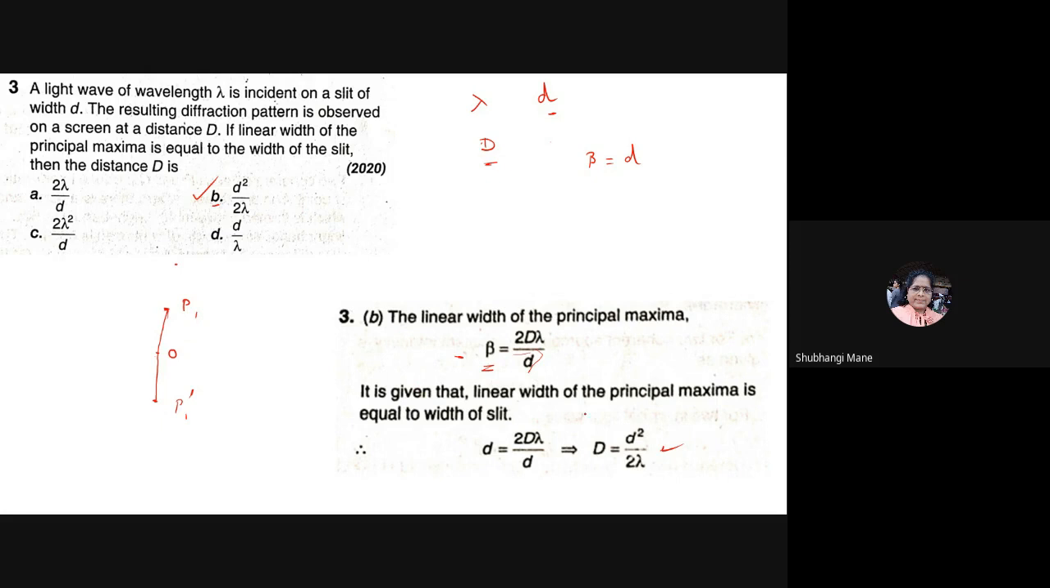It is given that, so what is the correct option? d square upon 2 lambda. Next one, in a biprism experiment, you have studied this. In biprism experiment, there are 2 cases you have studied where the coherent sources can be obtained with the help of division of wavefront, right? So in biprism experiment, the distance between source and eyepiece is 1.2 meter.